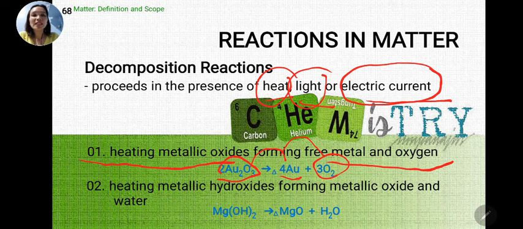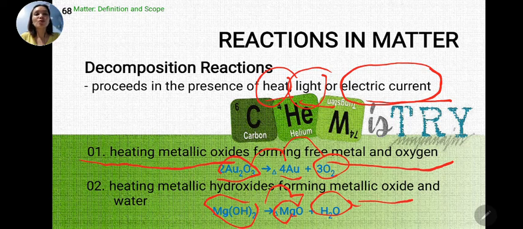So, another one is heating metallic hydroxides, and then you're going to form metallic oxide and water. Parang kabaligtaran lang nung kanina. So, magnesium hydroxide, upon heating, will form magnesium oxide and water. Magnesium oxide is a metallic oxide. Magnesium is a metal. If you will look on your periodic table of elements, you will see that magnesium is a metal. And then, you have oxygen. So, when they are together, that is called a metallic oxide. And this one is water.